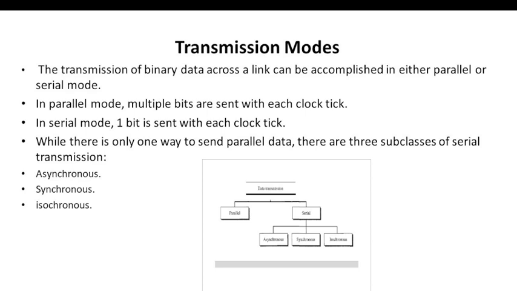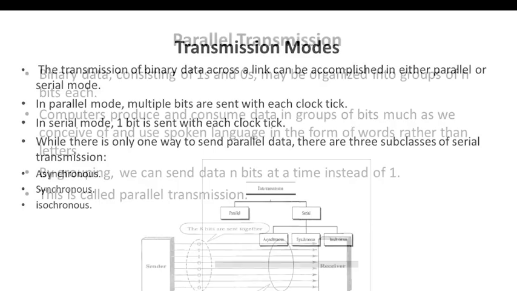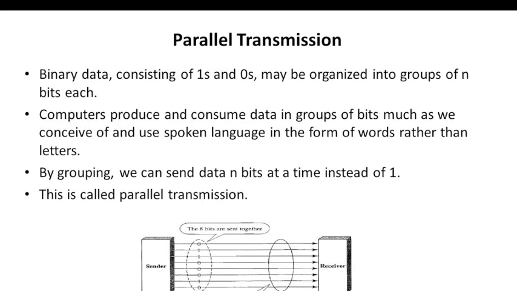Digital transmission, as you see in the diagram, is classified into two types: parallel and serial. In serial, we have asynchronous, synchronous and isochronous. First, we'll see parallel transmission.